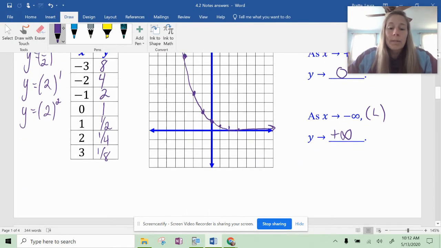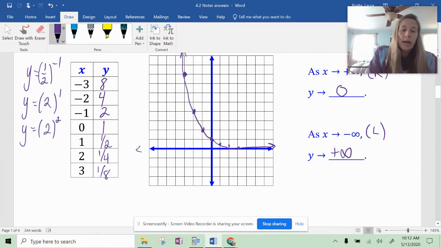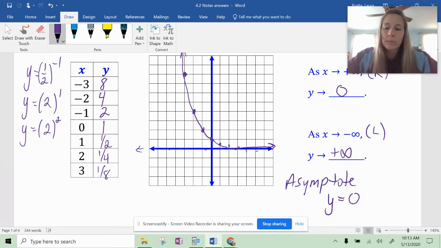Okay, so once again, this is your asymptote here, where it's approaching. So my asymptote would be that line y equals 0, which is actually your x-axis for this particular example.